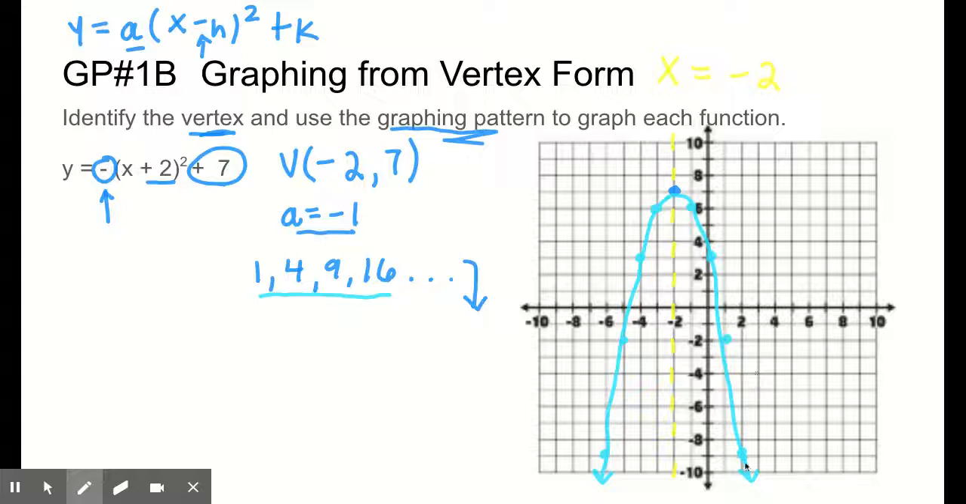Again, make sure you always include as many points as you possibly can on a 10 by 10 graph. So if that 16 put us off the graph, we wouldn't have to put that 16 on there.